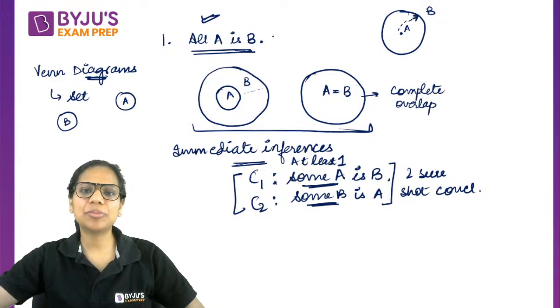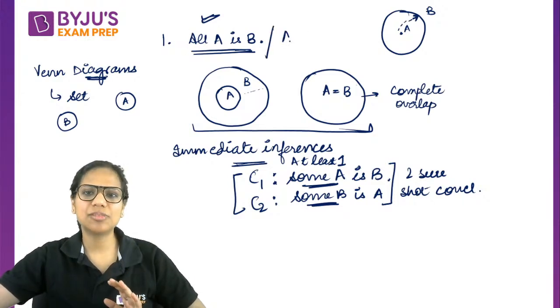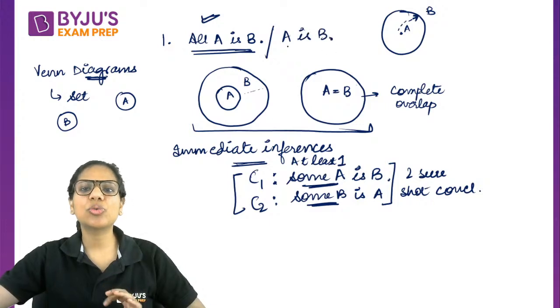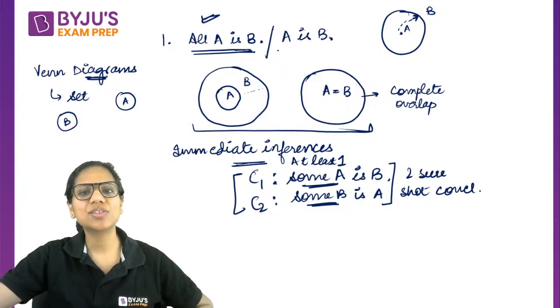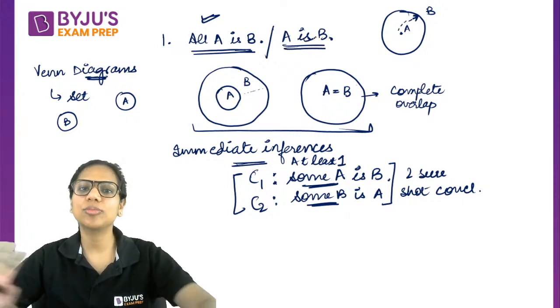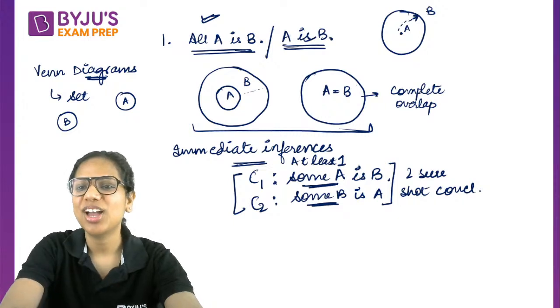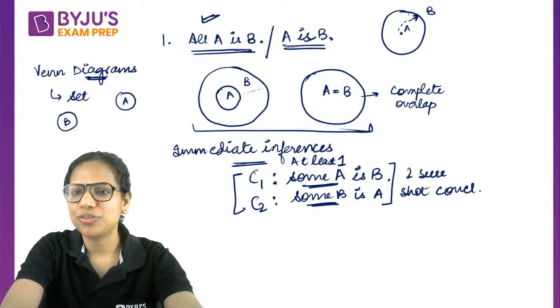Your examiner in the exam, instead of writing all A is B, can skip the all and simply write A is B. So whenever no quantifier is written before a statement, you have to put all before it. Okay, you have to put all before it. Remember. All right. Perfect.